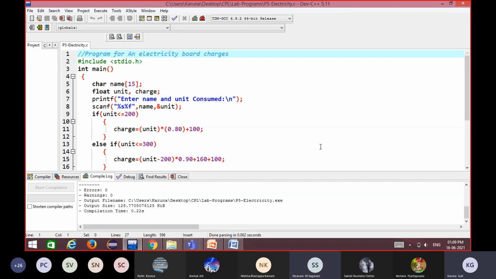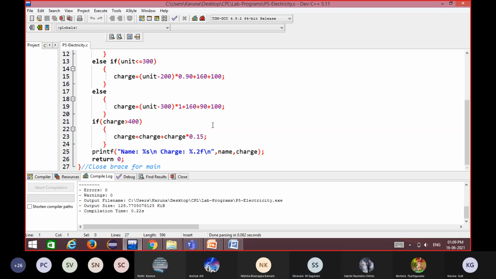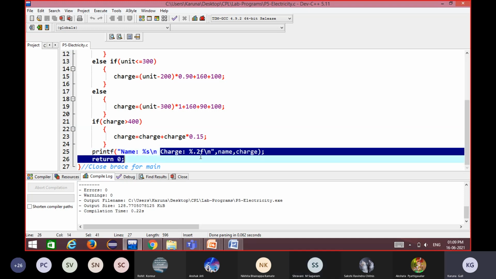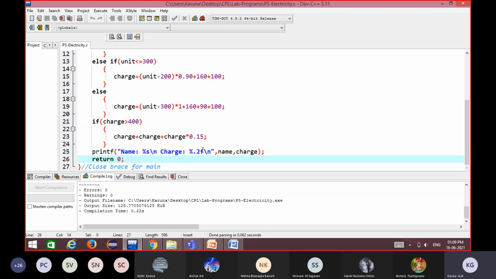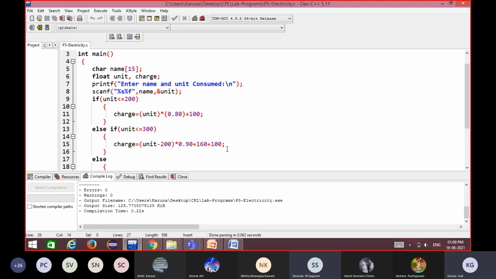Excuse me, ma'am. Here we have not mentioned the number of digits after the decimal point. No? Pardon? I mentioned it here. Look at this: .2. I have mentioned only 2 digits because I know the charge is in terms of rupees, so I take only 2 digits after the decimal point. That's why I mentioned it as 0.2 there. Okay.